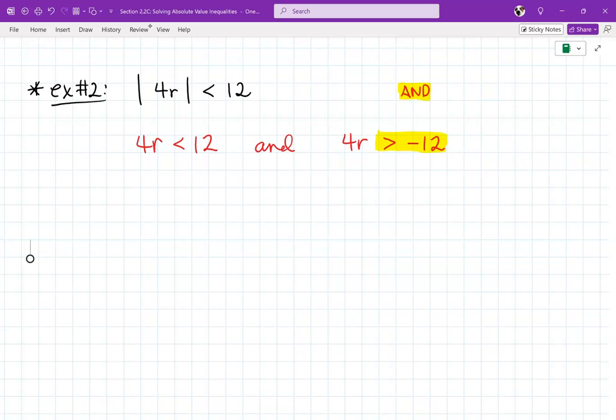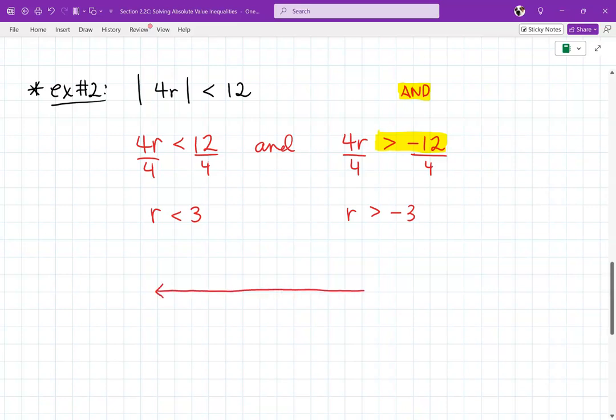And then we're just going to divide, right? So if I divide both sides by 4 on the first one, I get r is less than 3. And I'm going to do the same thing here, divide by 4, and I get r is greater than negative 3. Again, I'm going to do this the lazy way because I don't feel like taking forever. I'm drawing a decent size number line just so that the graph doesn't look so crunched up.